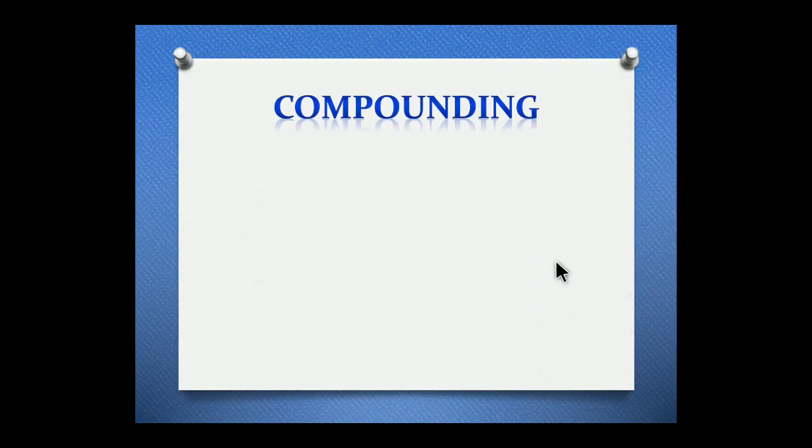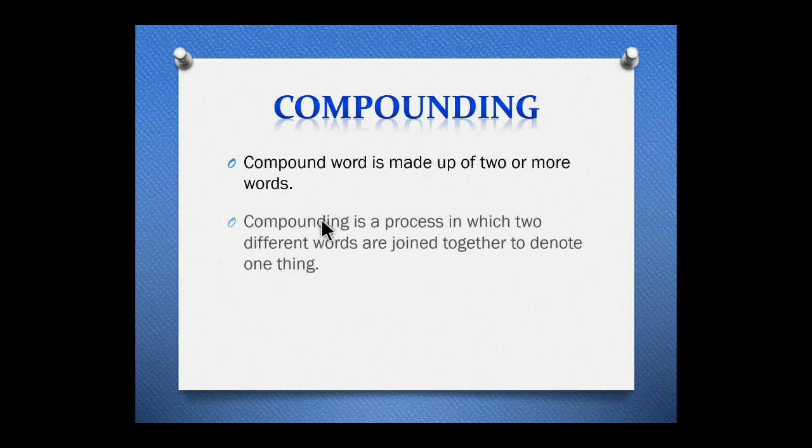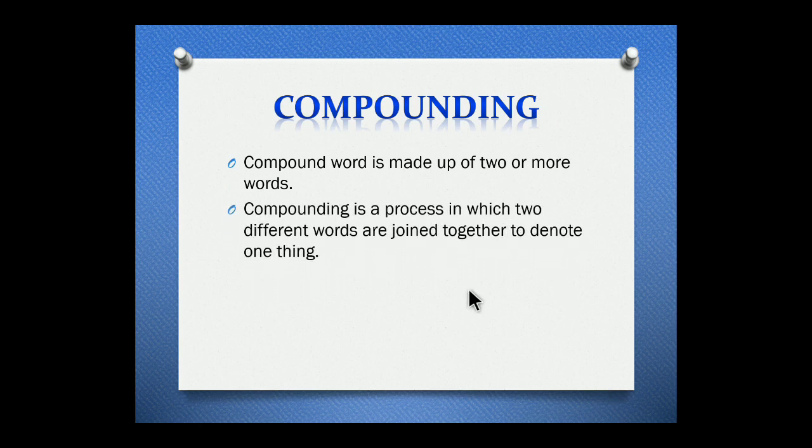The second one is compounding. Okay, second process of word formation is compounding. Now what do you mean by compounding? Now compound word is made up of two or more words. Now in the first slide we saw super plus human, superhuman, or super plus man, superman, right? In the same way, compound word is made up of two or more words. It's a process in which two different words are joined together to denote one thing.